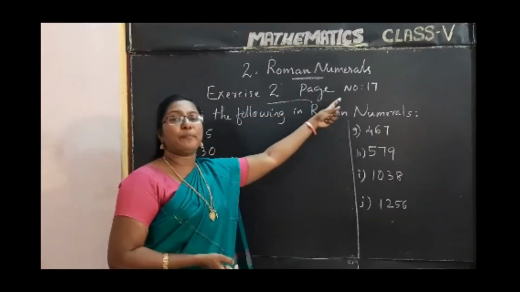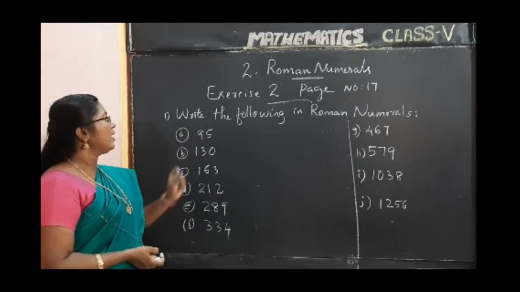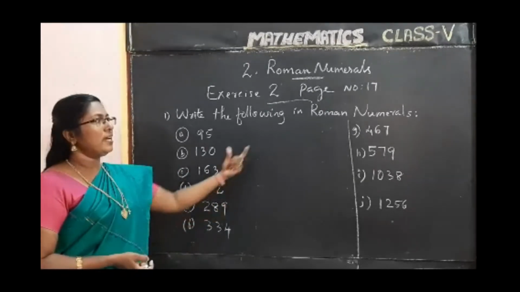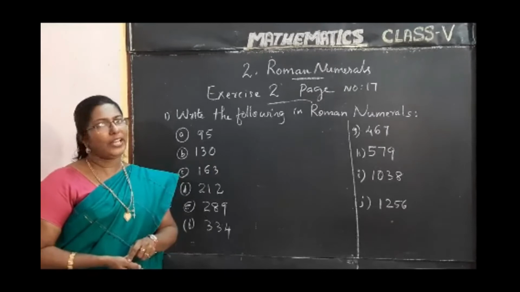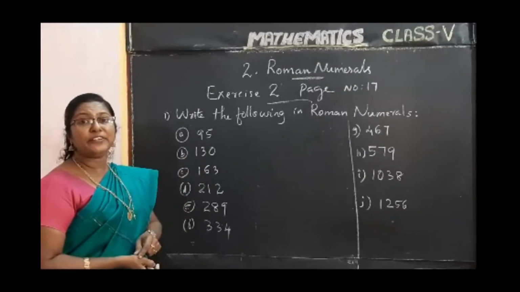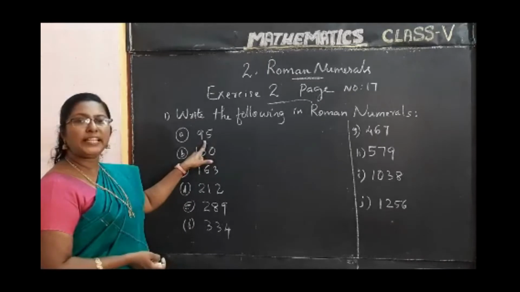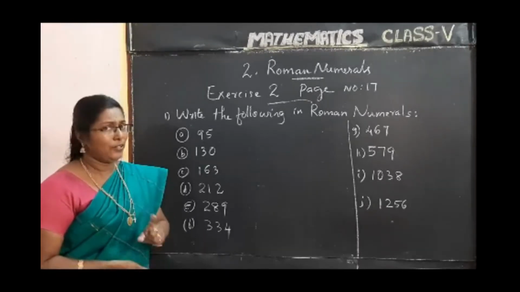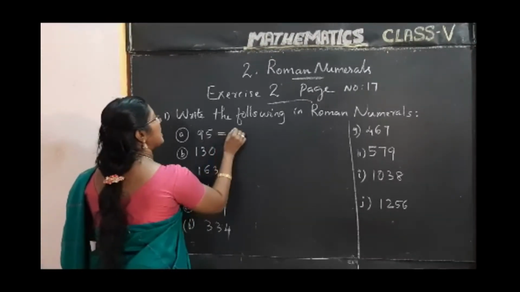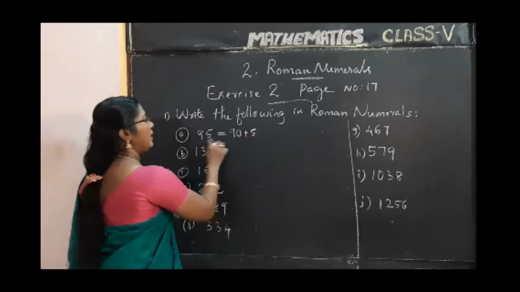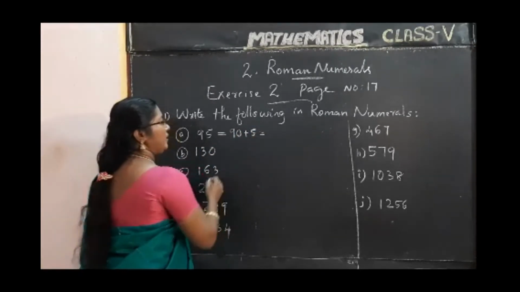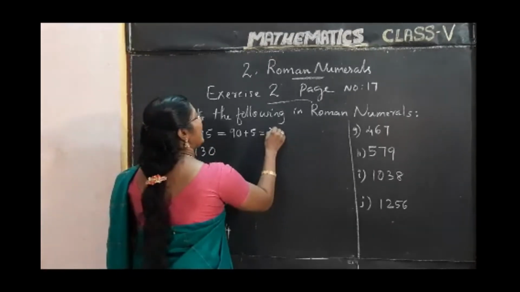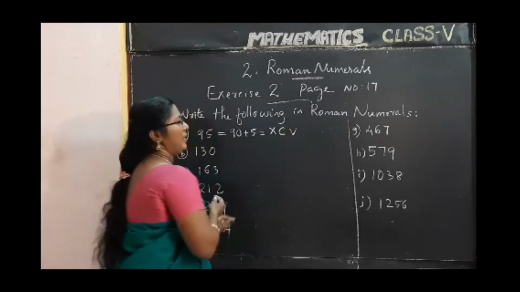Exercise 2, page number 70. The first question, write the following in Roman numerals. Here the question is to convert into Roman numerals. Okay, here the first question, 95. How will you write this 95 in Roman numerals? Any symbol for 90? No. So, we can split this as 90 plus 5, 95. Okay. Then, the 95 denotes? Yes, XC. Then 5 denotes 5.